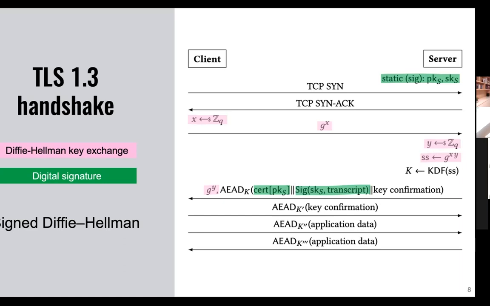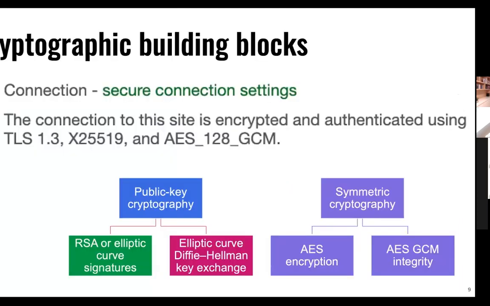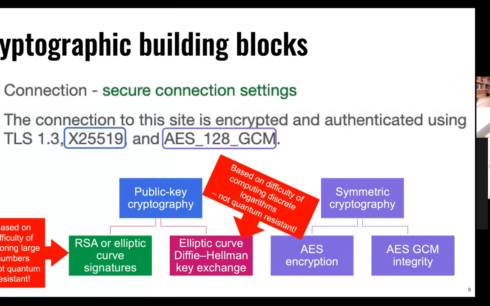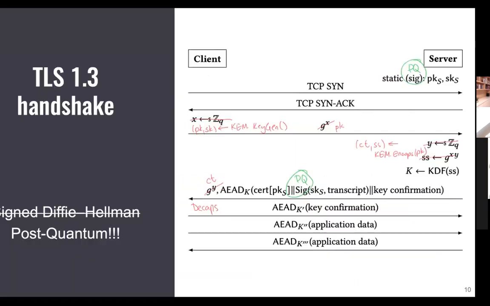So that's TLS 1.3. And of course, the motivation for all of this workshop is the concern that the public key algorithms on the left-hand side are not resistant to attack by quantum computers. And so you might say that the solution then is simply to replace the non-post-quantum algorithms with post-quantum algorithms.